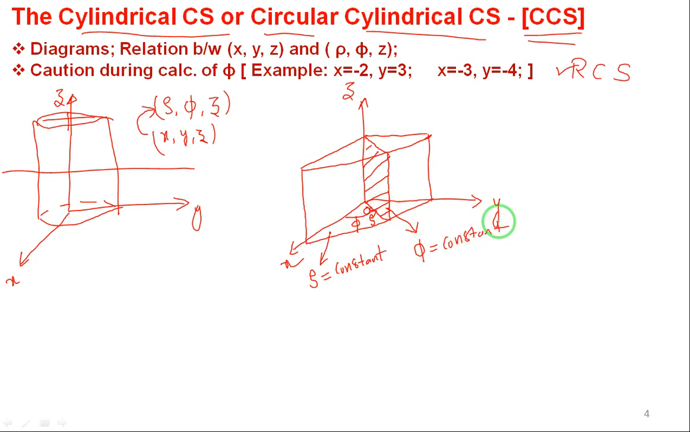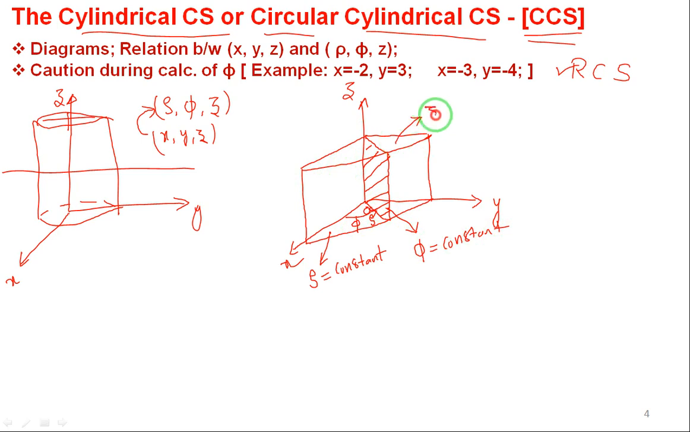Phi equal to constant plane. Is it fine? Next, one more plane is there, z equal to constant plane. You can see above my hand movement. Just observe the top surface, this one. Observe here, this is just like a cake piece, right? Triangle shape, almost triangle shape. So, z equal to constant plane.